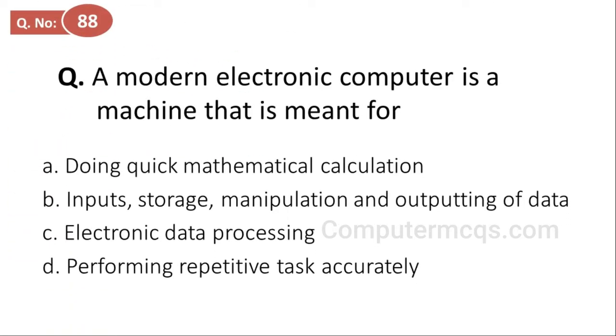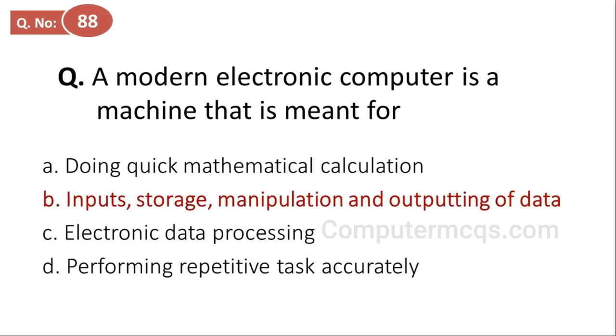A modern electronic computer is a machine that is meant for. Options are doing quick mathematical calculation, input storage manipulation and outputting of data, electronic data processing, performing repetitive tasks accurately, and the correct answer is option B, inputs, storage, manipulation and outputting of data.